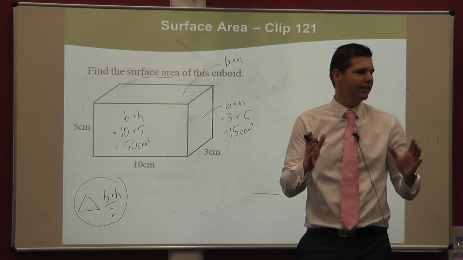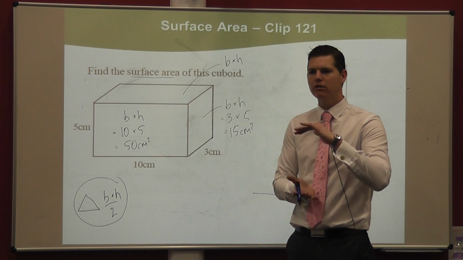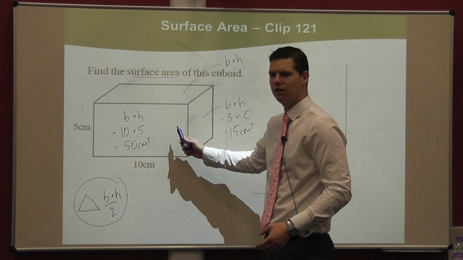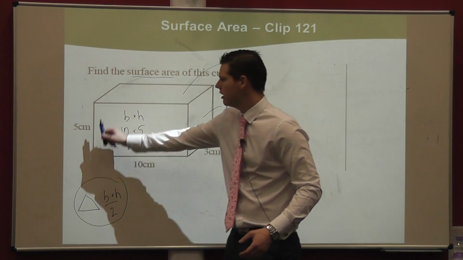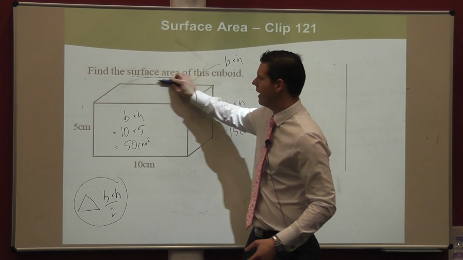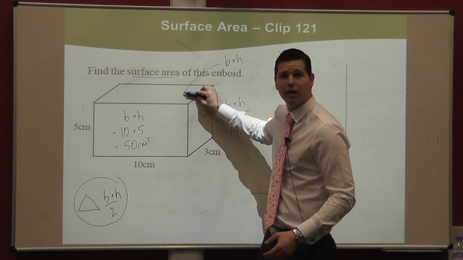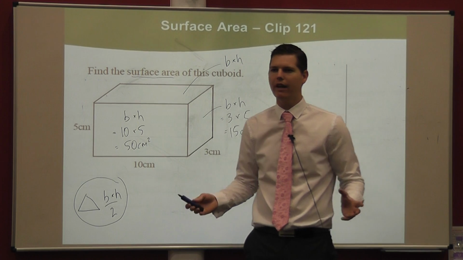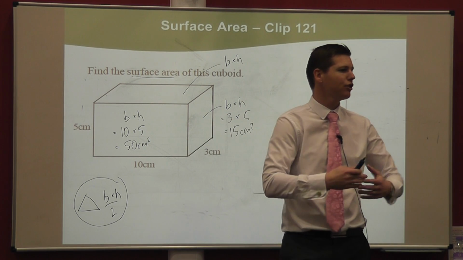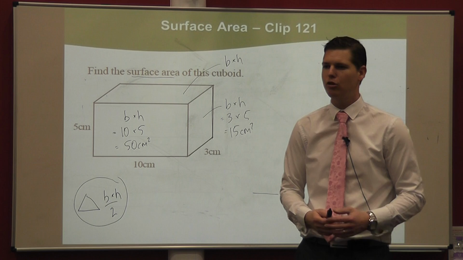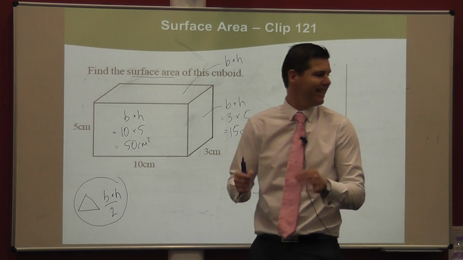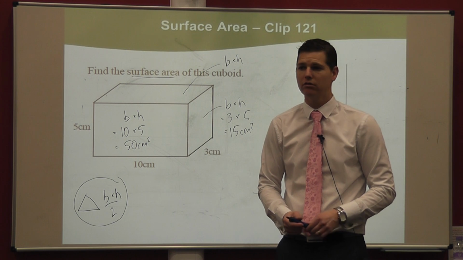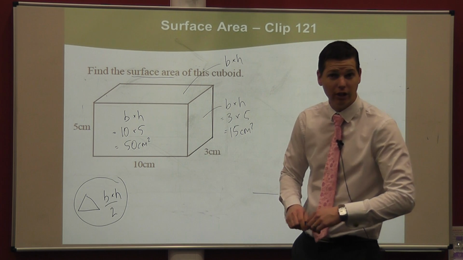You've then got 6 faces on the cuboid that you need to add together. You've got 50 plus another 50 plus 15 plus another 15 plus whatever the area of this rectangle is, the top, plus the area of the bottom, which is exactly the same. Add them all together. That's your final answer, the total surface area of the cuboid: the area of each individual shape added together. Any questions?